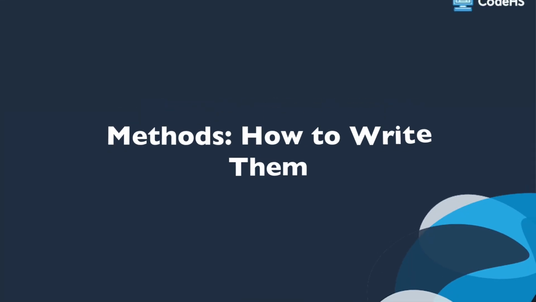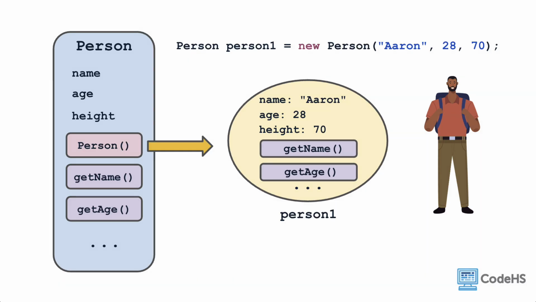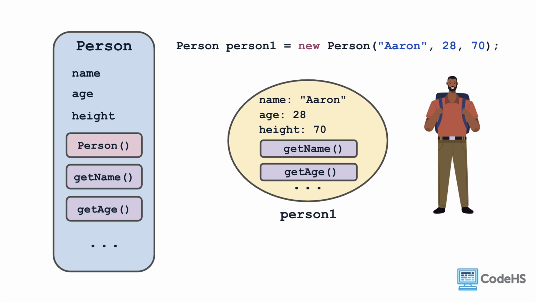Hi, in this lesson you'll continue to learn about methods, specifically how to write them. In a previous lesson, you looked at how constructors are used to set the initial state of an object. As a reminder, the state of an object refers to the values of its attributes. In this lesson, you're going to look at how you can create the behaviors of an object, which come from the methods written in the object's class.